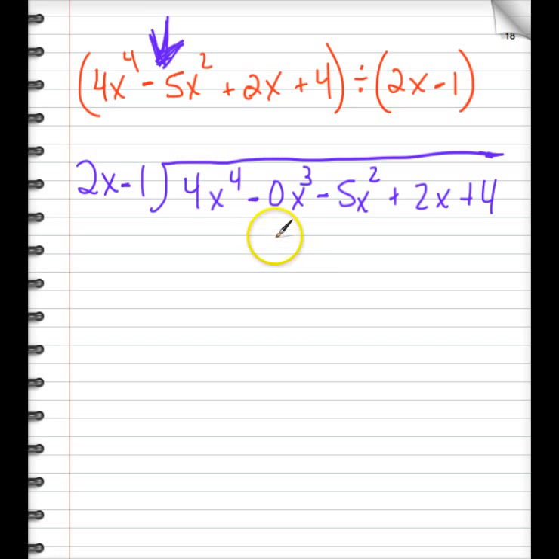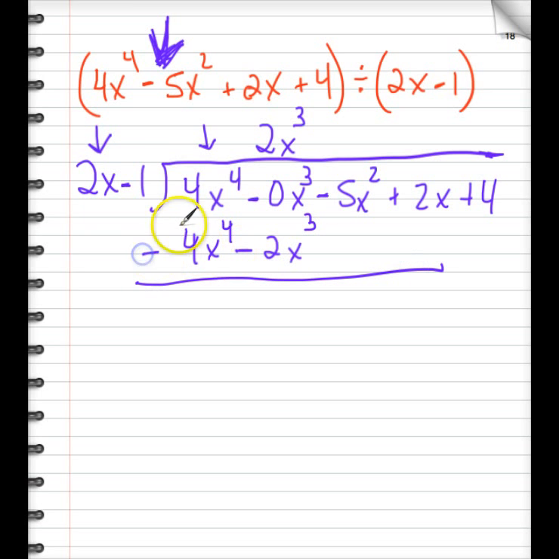Very important. Okay. Start here and ask yourself, 2x times what gets me back to 4x to the 4th? Well, I need a 2 and I need x to the 3rd, so that goes in the x to the 3rd column, 2x to the 3rd. Multiply back. 2x cubed times 2x is 4x to the 4th. These must match. If they don't, you messed up. 2x cubed times negative 1, negative 2x cubed. Subtract.